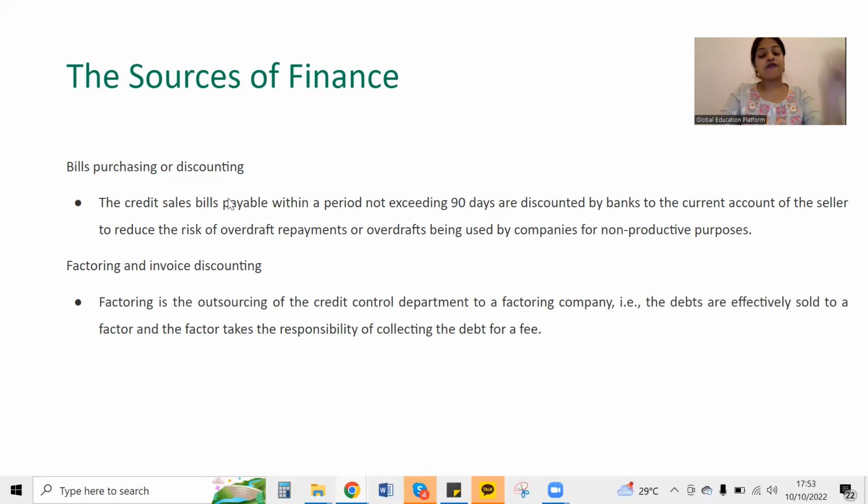And then we have factoring and invoice discounting. Factoring is the outsourcing of the credit control department to a factoring company. That is, the debts are effectively sold to the factor, and the factor takes the responsibility of collecting the debt for a fee. So you as a business, you have many receivables to come in, right?